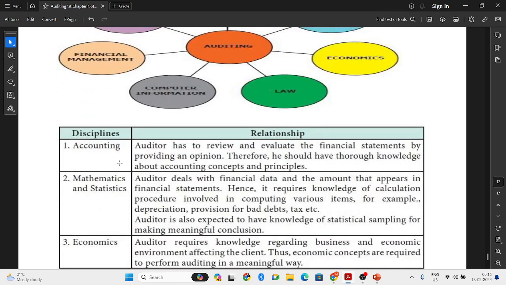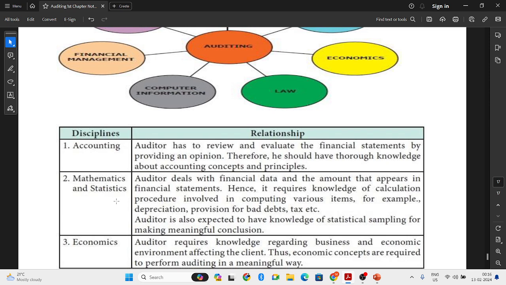So accounting. Why accounting? Because the auditor should evaluate the financial statements. So he should verify whether the financial statements are properly prepared or not. So he should have complete knowledge of accounting, the principles of accounting and all. So he should have a relationship with the accounting discipline.